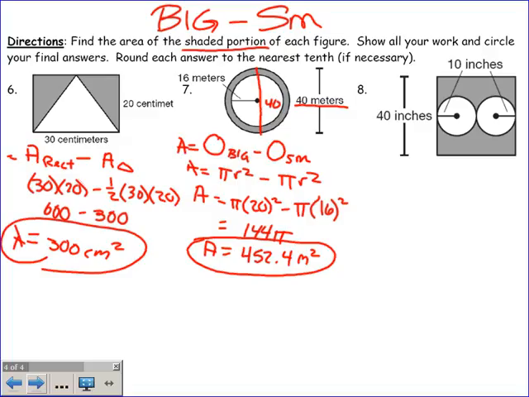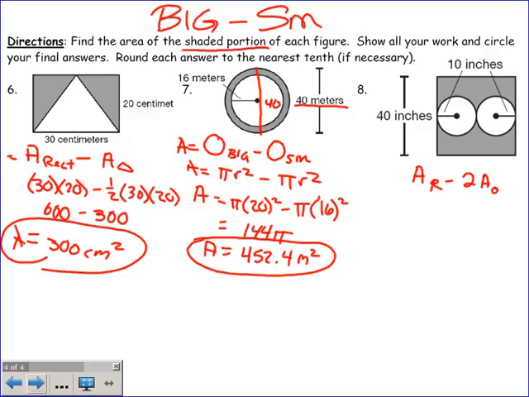Number 8 is usually a tricky one. A lot of people think it's tricky. What goes on with this is the big shape is what? It's an area of a rectangle. Could be, yeah, could be a square. That's fine. Isn't a square also a rectangle? Okay. And then we're going to subtract 2 circles.